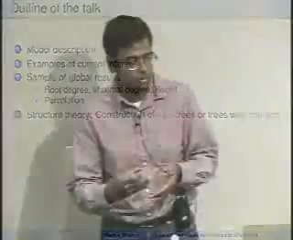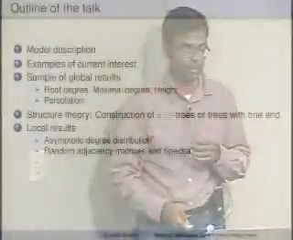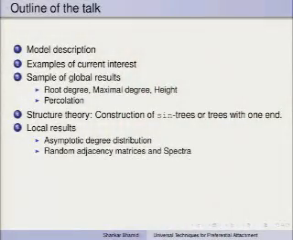So I'll describe the construction of infinite trees. These are trees with only one end. They're called single infinite trees, so they have just one end going off to infinity. And I'll show how, using these infinite trees, you can get a lot of information about the degree distribution.